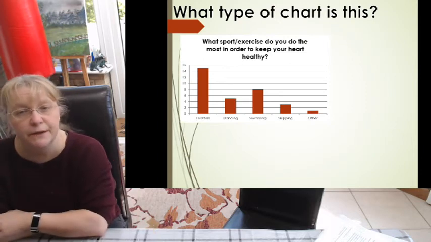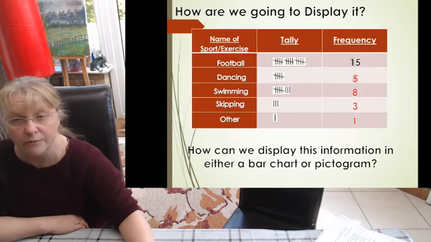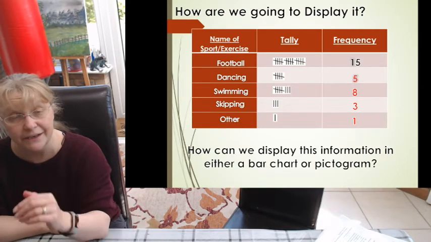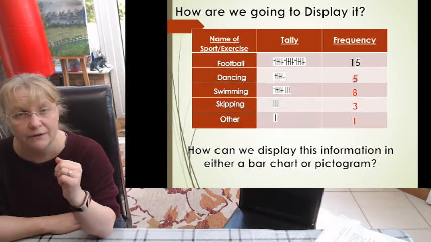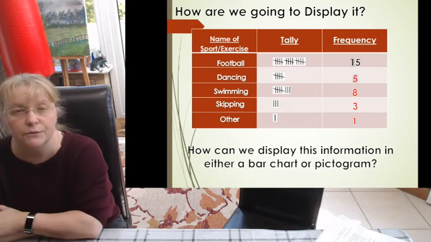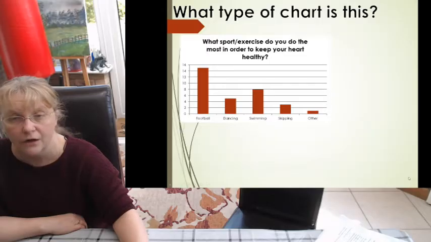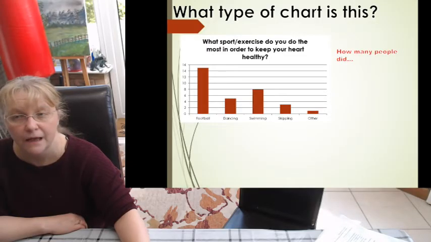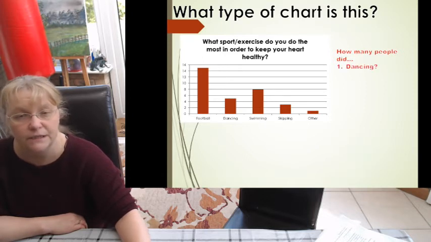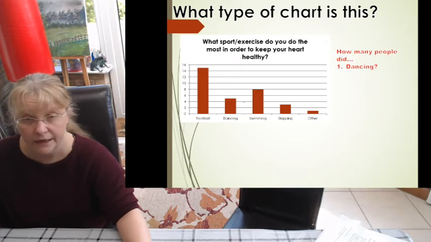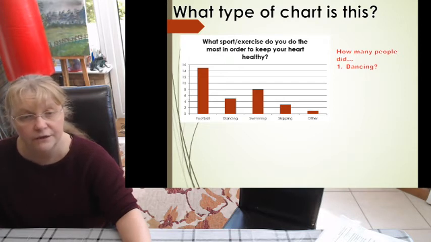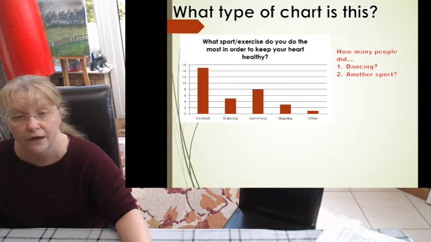This is how we do it in a bar chart. And you can see from looking at the numbers there, which I'd like you to write down, and I would like you to try and do the bar chart for yourself. Okay, this is mine. So from this we can ask a number of questions. How many people did dancing? You go up here and look across, you'll see that it's 5. How many people did another sport? You can have a look.